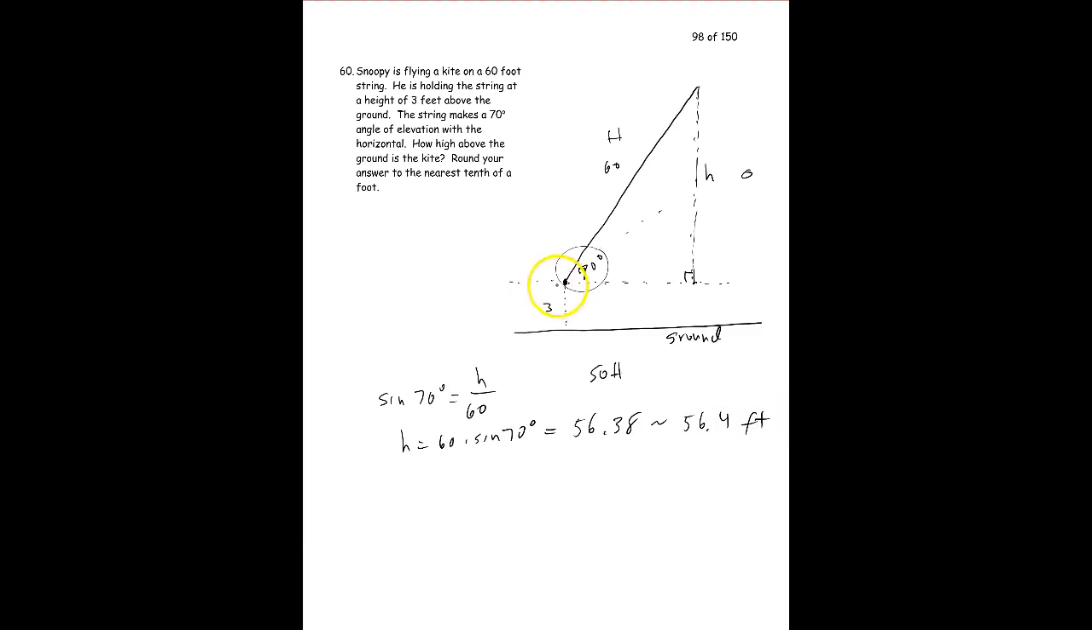But don't forget, the string here is 3 feet above the ground, so we need to add this 3 here to get the final answer above the ground. So we're going to add 3 here to get 59.4 feet. And that's the answer to how high above the ground the kite is.